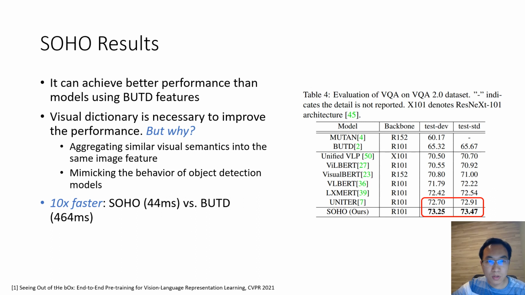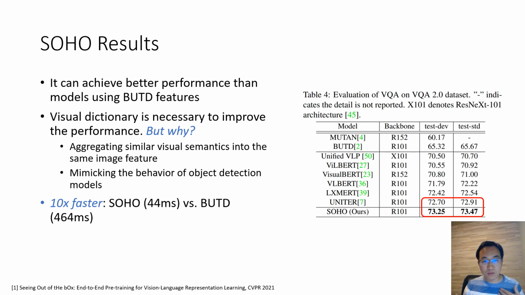The results are also strong. They show that without using the object-centric BOTD feature, they can achieve very good performance on the VQA task. But why, right? The reason can be twofold. One is, when they do clustering, they try to aggregate similar visual semantics into the same image space.